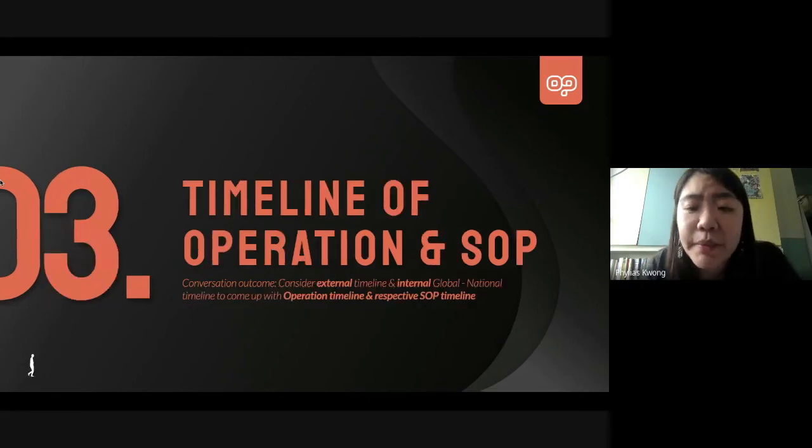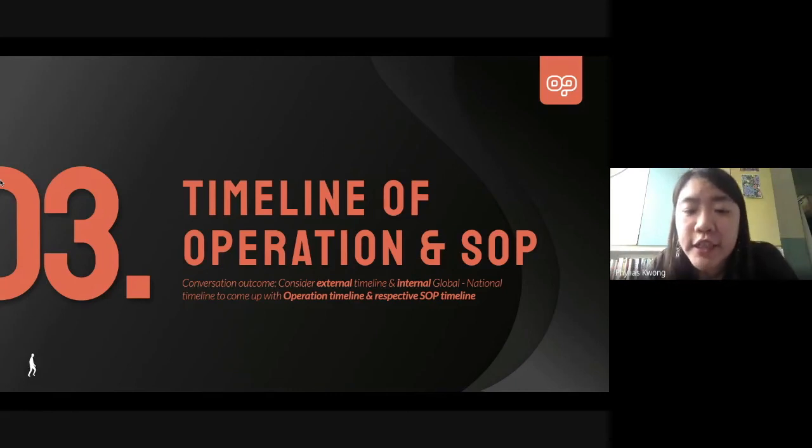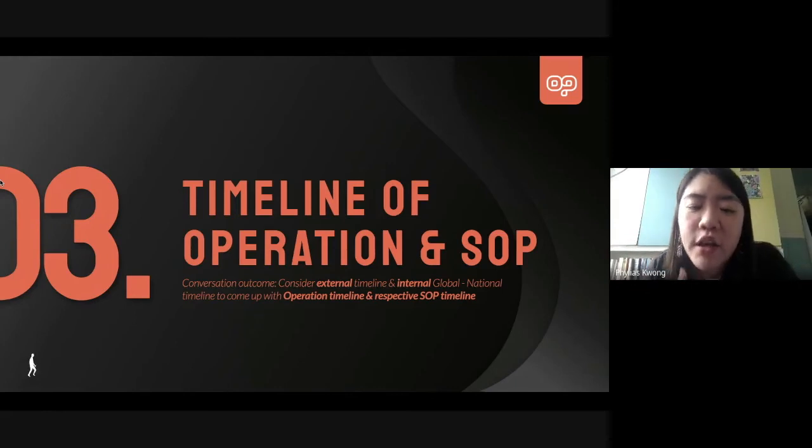The next one is about time of operation and SOP. The timeline and external factors are affecting a lot, right? So you need to take into consideration the external timeline and the internal, global, and national timeline that you have, and how it can fit into the whole situation. Then you can define your operation timeline and the deliverable timeline of the SOP.